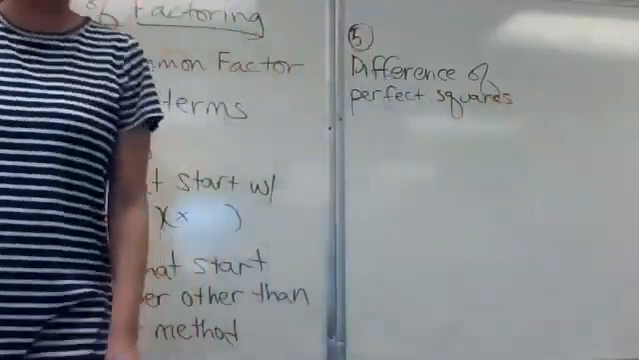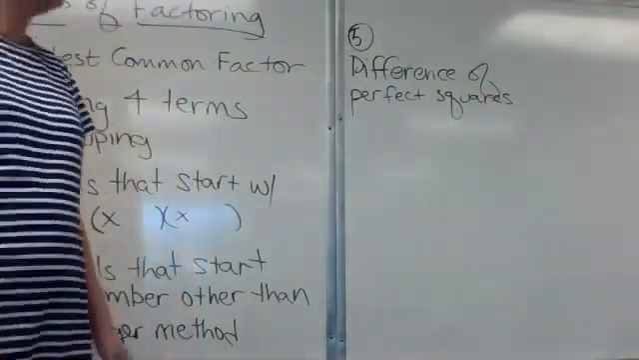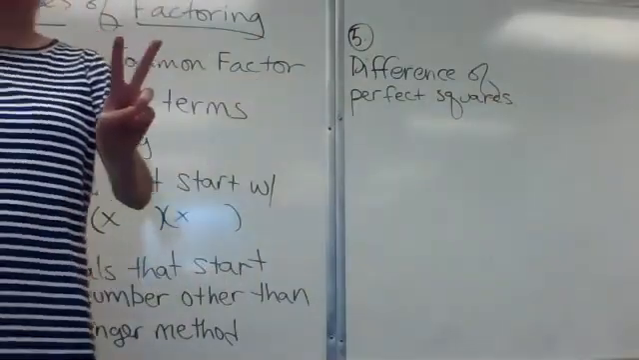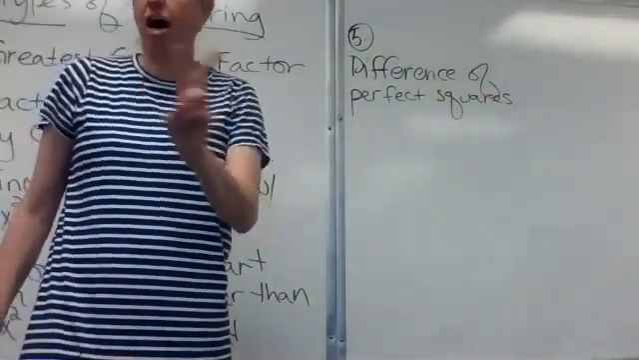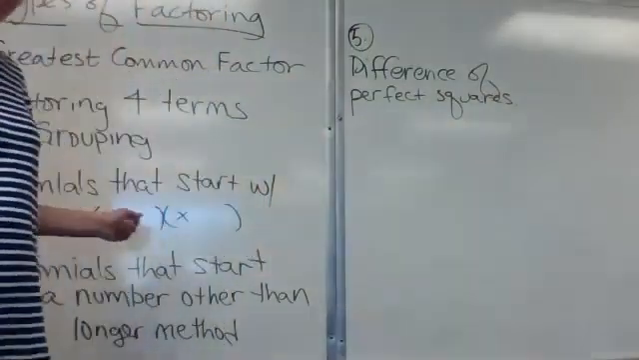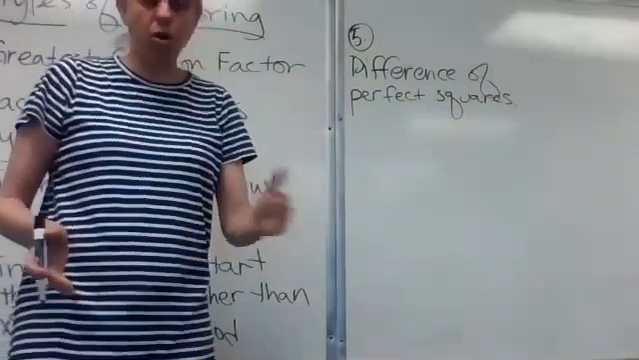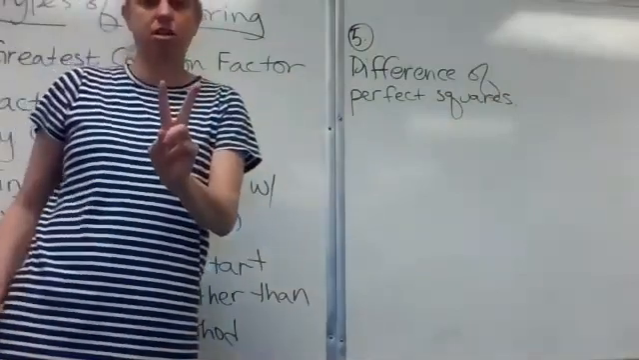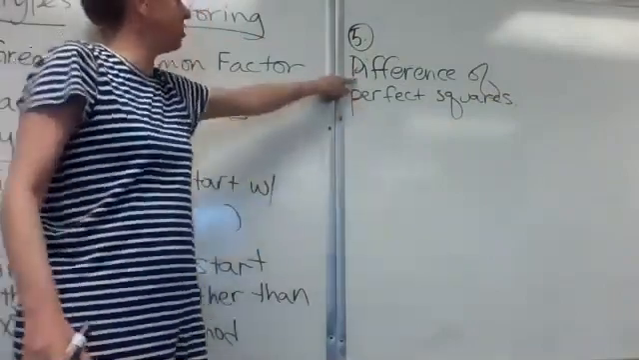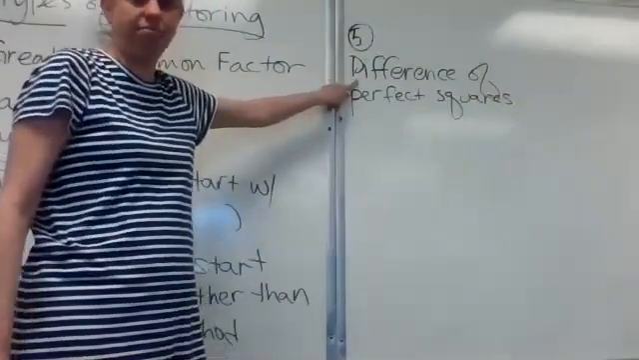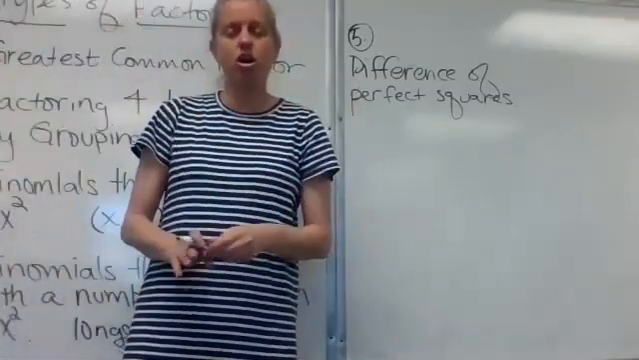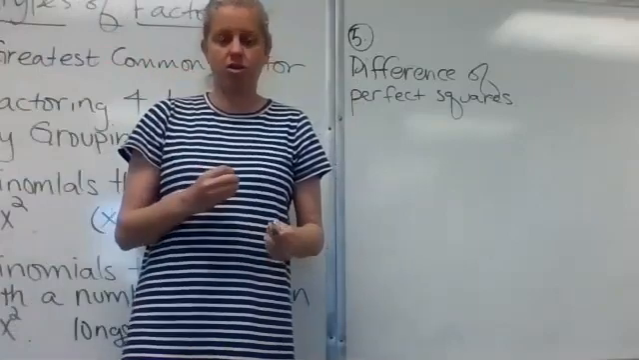Difference of perfect squares. Here's what tells you if it's a difference of perfect squares. First of all, there's only 2 terms, so it's not a trinomial. It can't be factoring by grouping because there's not 4 terms. So there are 2 terms. They have to have a minus in between them. That's why it's called the difference, right? Difference means you're subtracting. And the 2 terms have to be what are called perfect squares.